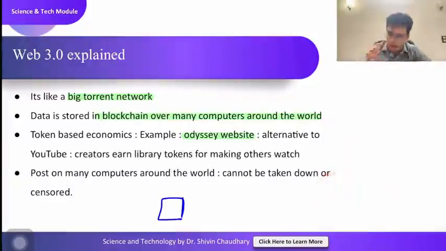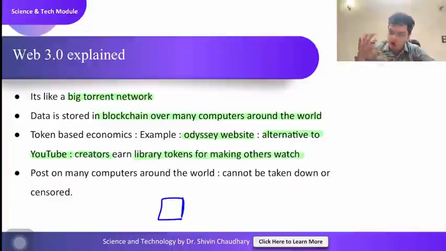So nothing can be taken down, right? Because there is no central authority. Everyone owns the data equally, right? And for watching and for making people watch, you get tokens, because the system grows because of that, right? Again, detail is not important. Odysee, they're not going to ask you. But what is happening is, it is an alternative to YouTube. Creators, right, they will earn library tokens for making others watch.